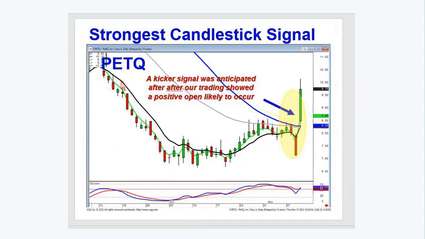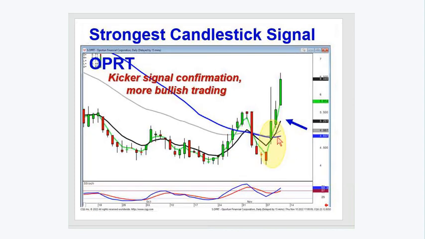So today, we recommended buying PETQ on a positive open. Well, it actually, after hours, showed a bullish engulfing signal closing up here, which told us that if this opened positive, we were probably going to have a kicker signal, which we did. This just gives you a little bit quicker insight as to what's happening as far as investor sentiment. So when do you get into a kicker signal? Well, right here we knew we could get in right away because we could see what was happening from the post-market trading last night.